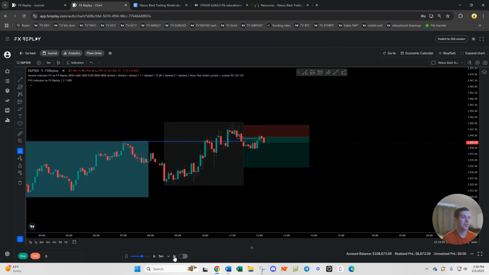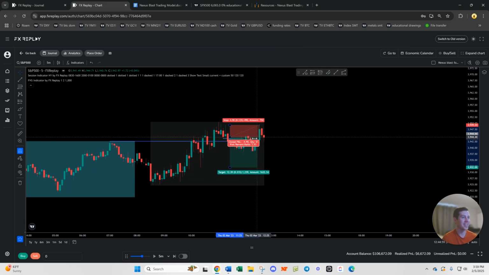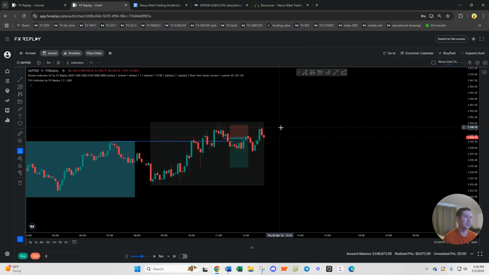We got tagged in there and pretty much immediately break even. This one, however, did save us from a loss going break even. So it's going to do both. You're going to have some trades where the break even works out in your favor and some trades where you wish you would have held the trade.